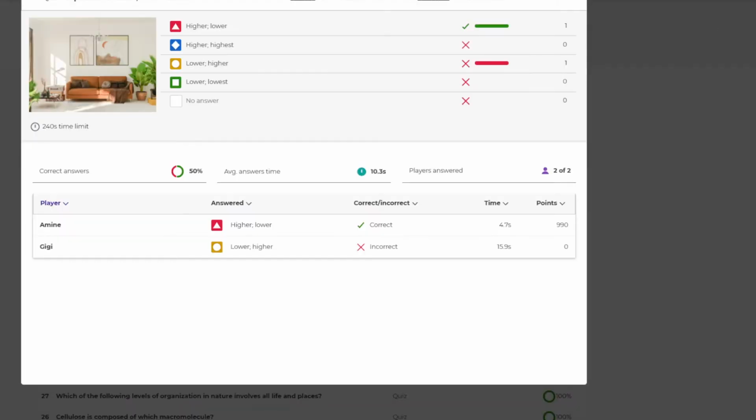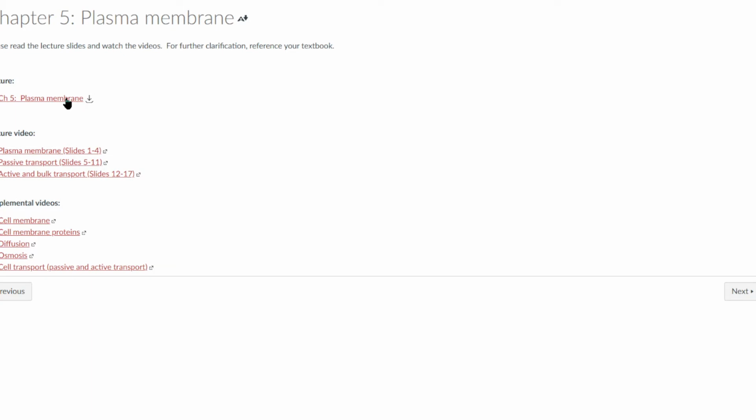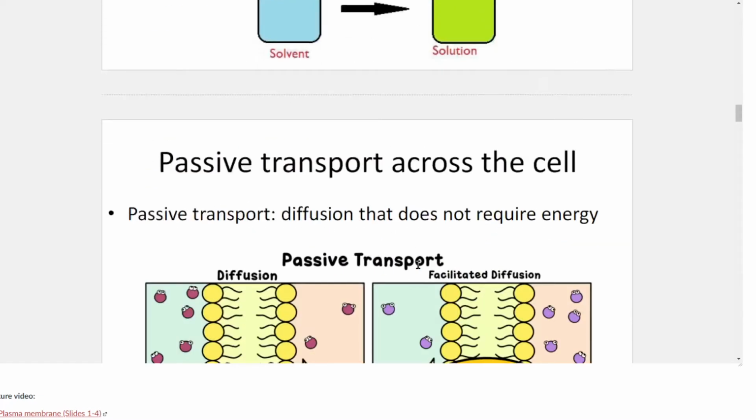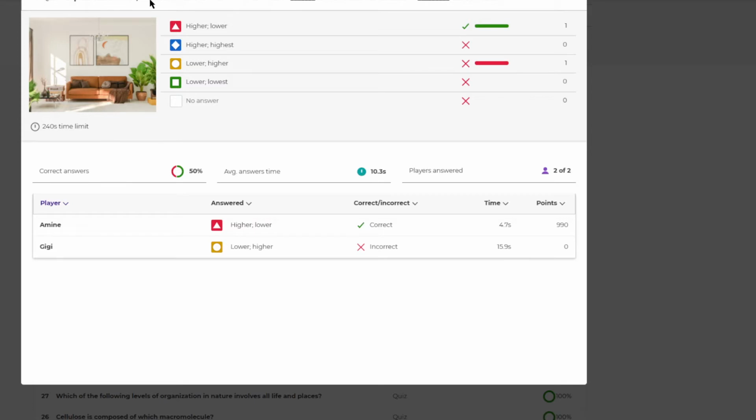The second one is diffusion. Diffusion, I believe, is in lecture 5. Diffusion is highly important to understand. It might be a little confusing, but we're talking about passive transport. Passive transport does not require energy. This question is asking, in passive diffusion, molecules tend to move from an area of blank concentration to an area of blank concentration. So the right answer is higher to lower.